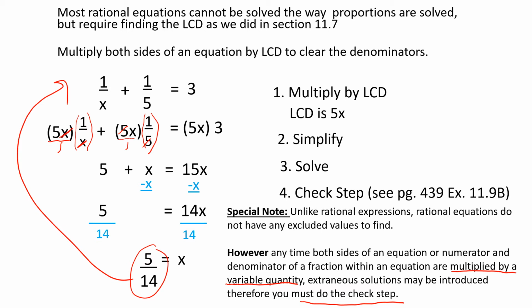Well, what did we do? We multiplied this whole thing. Remember, we multiplied this whole thing by 5x. That's a variable. So there is a chance that we could get an extraneous solution. So you need to do the check steps when it's that scenario. And in this case, it checked out.